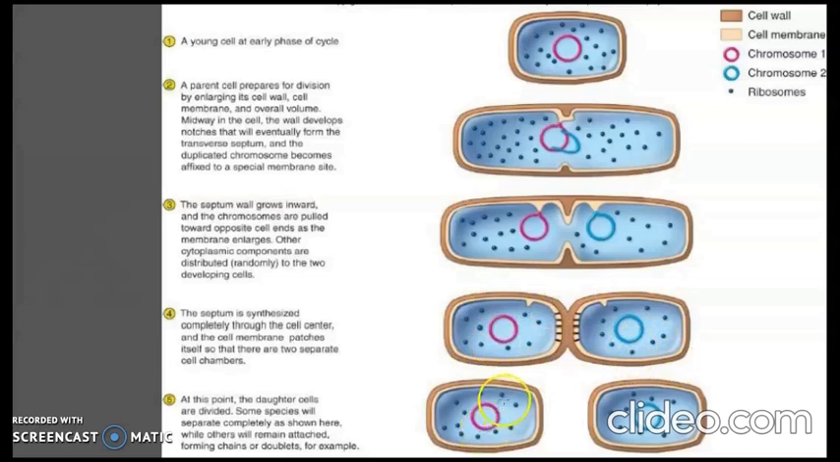And at this point, the daughter cells are divided. Some species will separate completely, as you can see here, while the others will remain attached, forming chains or doublets.